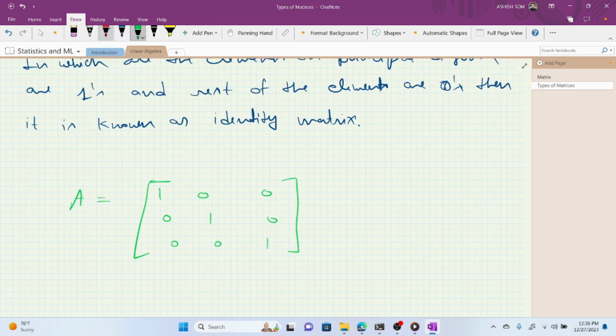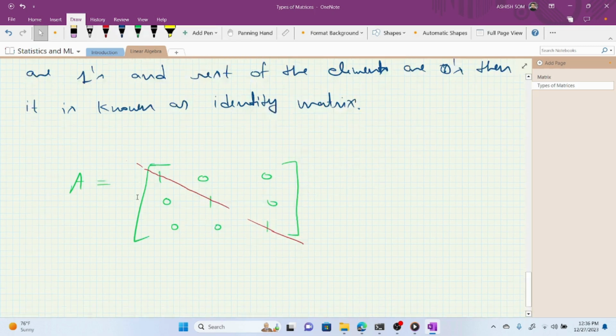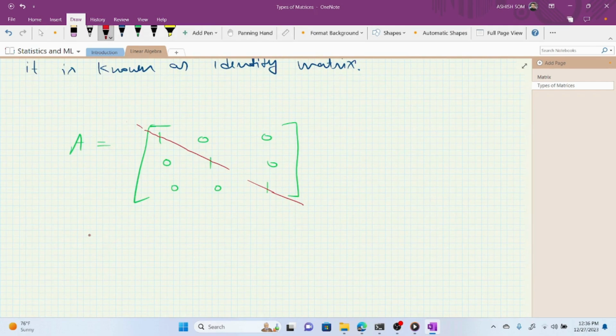So if we observe in this particular matrix, this is my principal diagonal and all the elements on the principal diagonal are ones. Rest of the elements that we have are zeros. So we can say A is nothing but the identity matrix. Identity matrix is represented by capital I. A is nothing but an identity matrix.